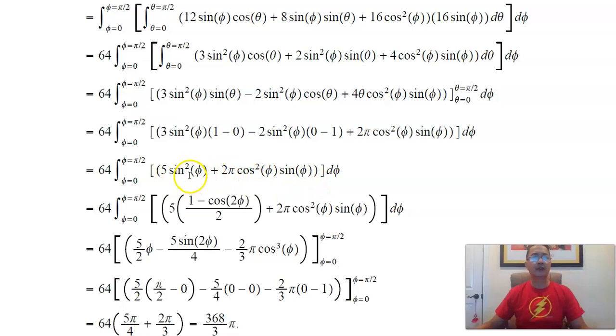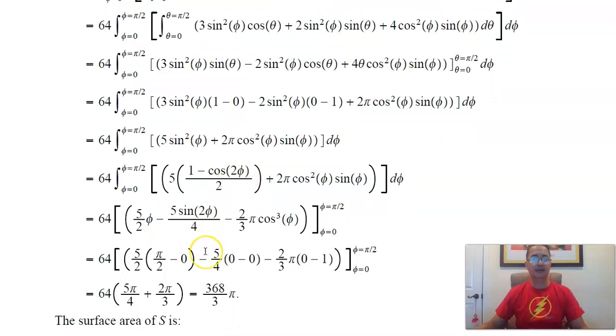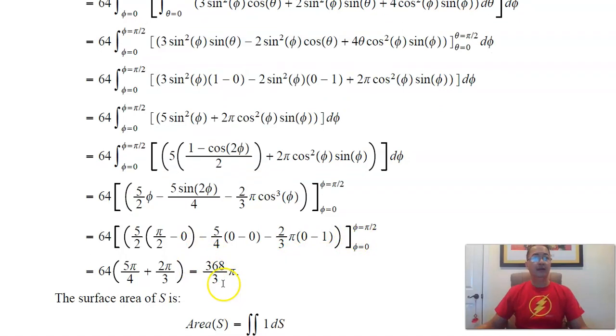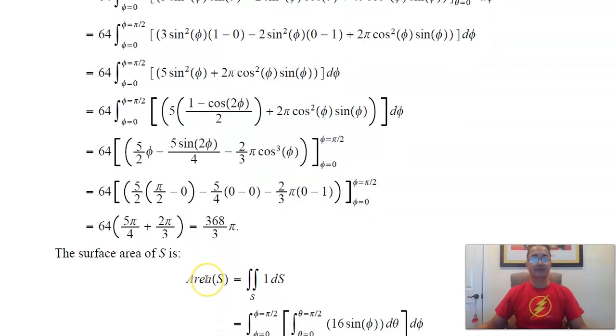So we need the power reduction formula here. All we need, I believe, is a u substitution over here, because if u is cosine phi, the derivative is negative sine phi, so the plus 2 pi turns into a minus. And we have the 1/3 over there. We break this up into 2, so that's 5/2 phi, and then minus 5/2 cosine 2 phi, which integrates into sine 2 phi divided by 2, so that becomes 4. We've done this a million times before. So plug in the endpoints, and we get this answer, 368 over 3 pi.